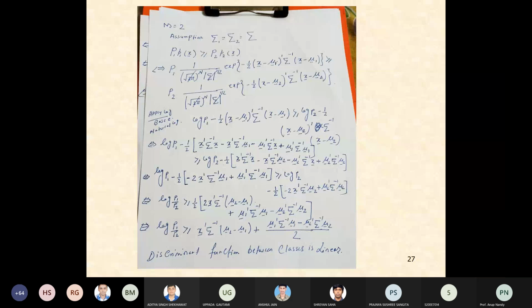On the left hand side, within the third bracket, you are seeing x transpose sigma inverse x also there, and here also x transpose sigma inverse x, it will be cancelled out. Now the second term, look at x transpose sigma inverse mu1. What is the dimension of x transpose? x is n cross 1, so its transpose is 1 cross n. Sigma is a symmetric square matrix, n cross n, and mu1 is n cross 1. So 1 cross n into n cross n into n cross 1 gives 1 cross 1, a scalar. Clear?